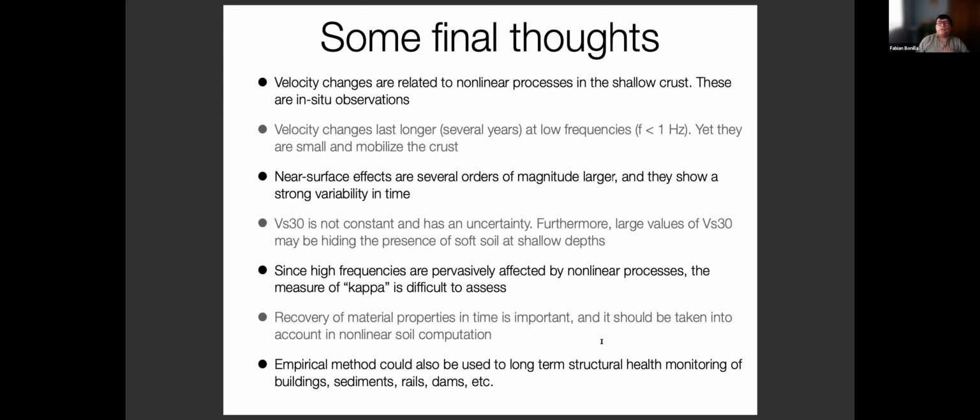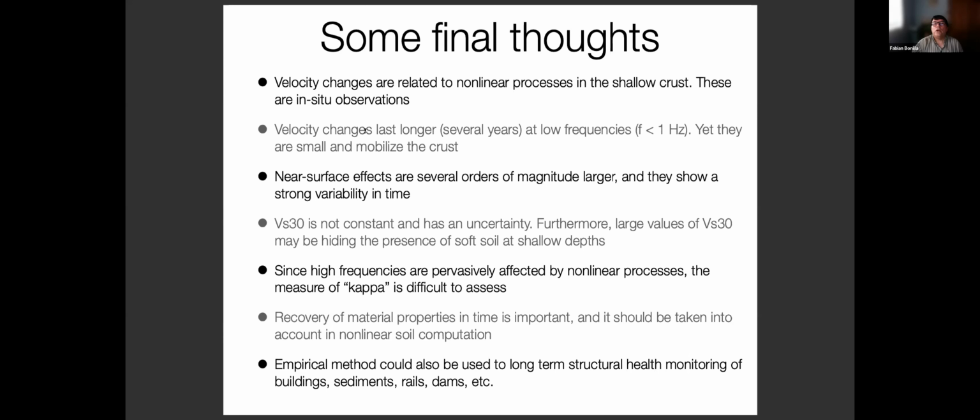So the final thoughts. Yes, the shallow soil behaves nonlinearly, so we could have even larger amplitudes, but thanks to the nonlinearity, we have fewer high values. So the velocity changes are related to nonlinear processes in the shallow crust. However, we still don't know the mechanism behind them. An important thing is that these are in situ observations, so they are very complementary with the laboratory data.